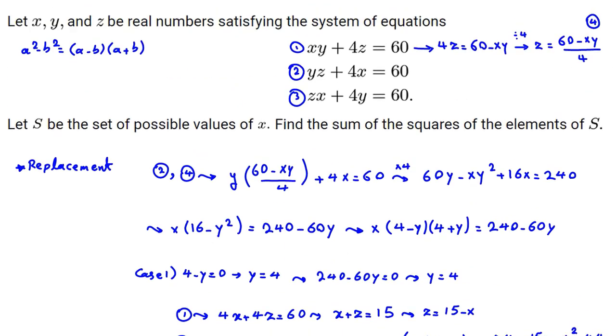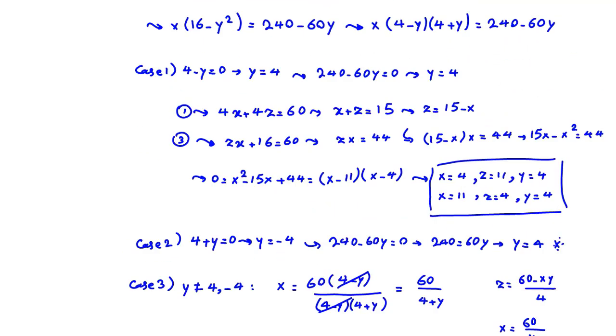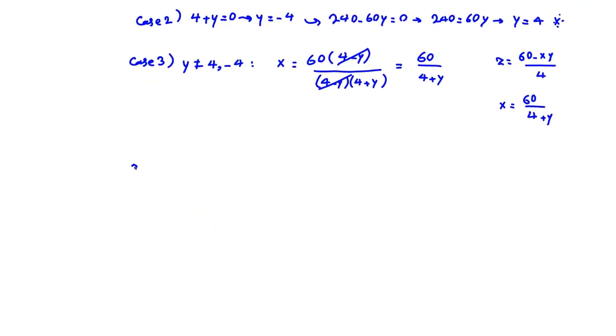Okay, so let's see what we found so far. z equals (60 minus xy) over 4. x equals 60 over (4 plus y). Now, we consider the third equation, zx plus 4y equals 60.